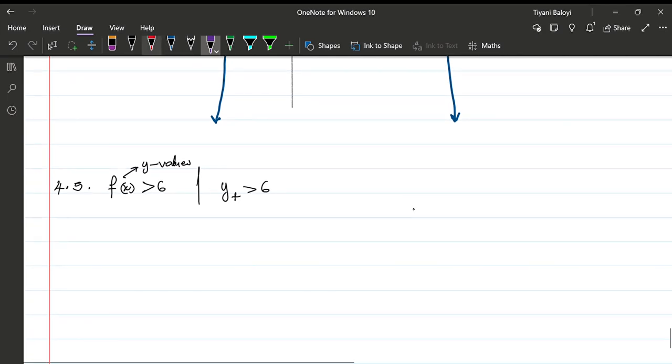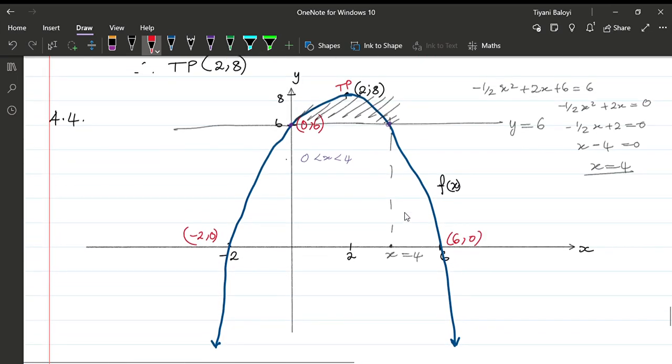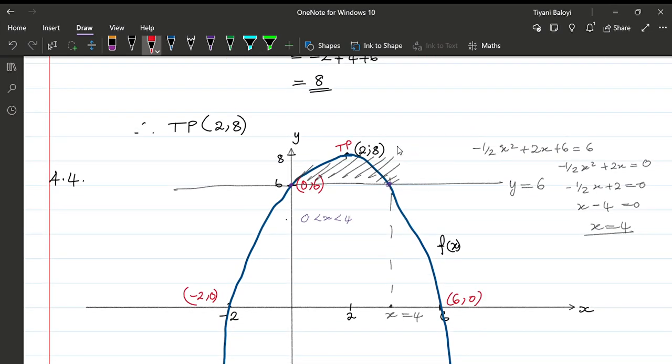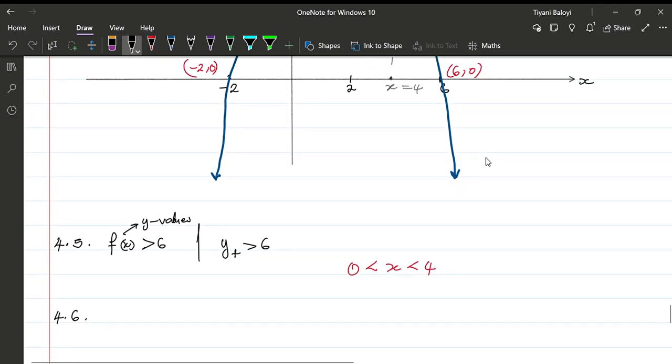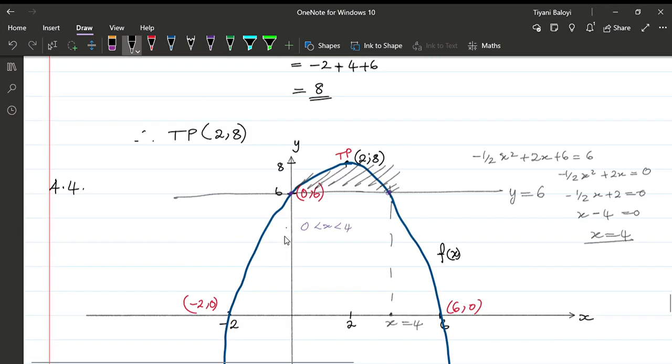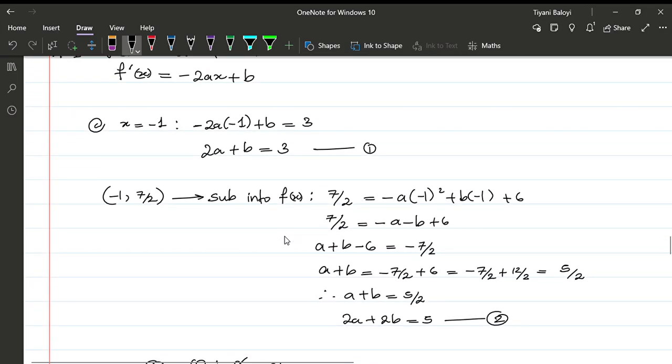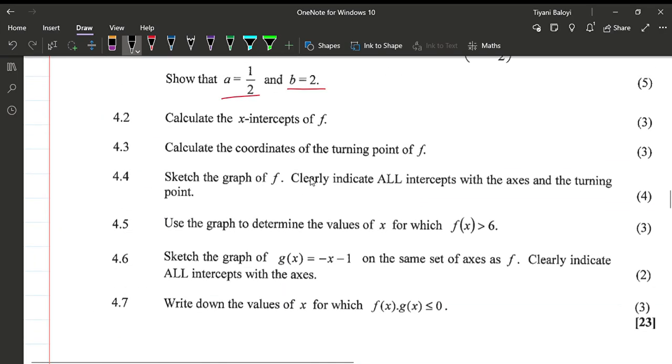Therefore our solution will be x between 0 and 4. That's where your graph is above y is equal to 6, right? So let's go to the second question. We can come back to this one to discuss questions like this at a later stage. If that's necessary, you can comment.